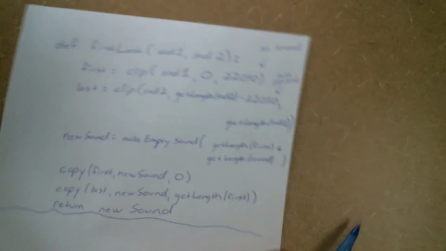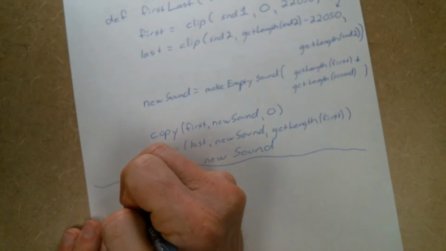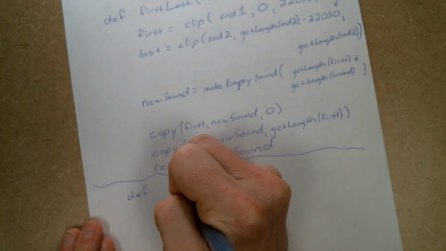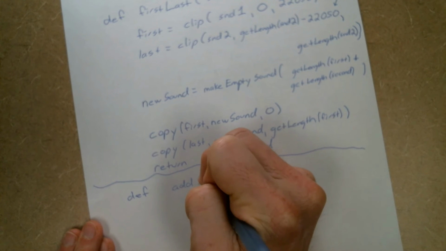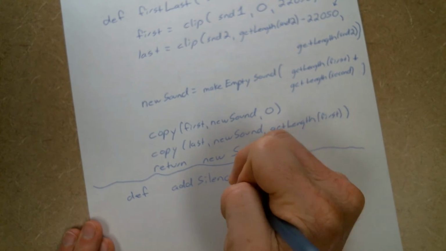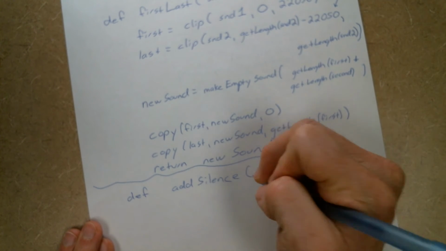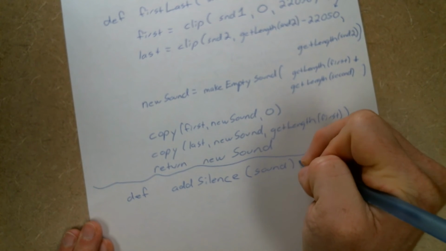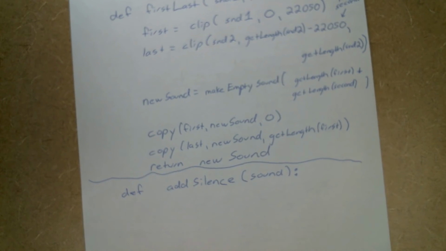All right, so this one is called add silence. So def add silence. And it has one parameter that we've named sound. And then let me get my colon there. Okay, so the tricky thing about this one is just how do we get the middle 5,000 samples?